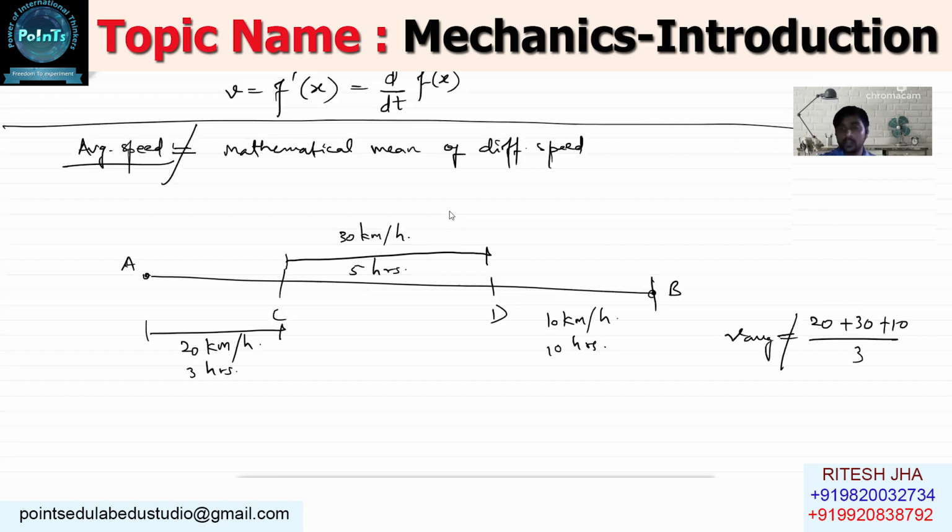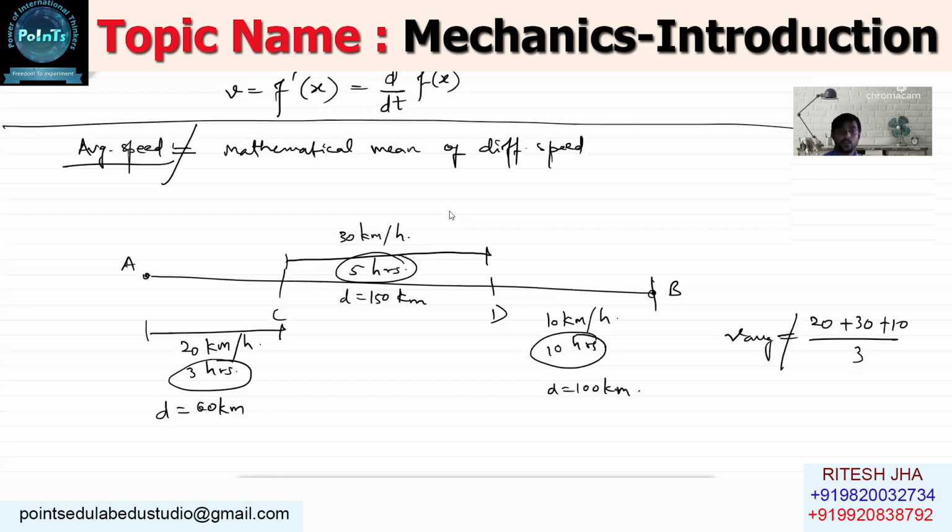Because when you learn stats and the concept of average, you take the data which are in identical conditions. Then you can take the mean by adding all the data and dividing by the number of data that you have. But here the conditions are not identical for all the cases. Here it's for 3 hours, this is for 5 hours, this is for 10 hours. The distances are different. The distance over here is 60 kilometers, over here it is 150 kilometers, and over here it is 100 kilometers. So the conditions are different.